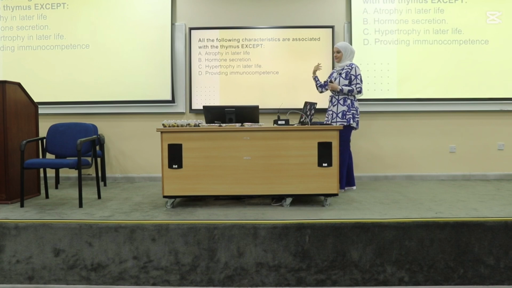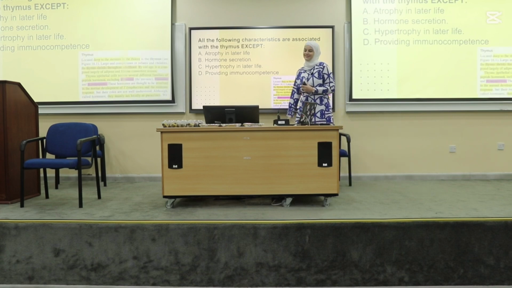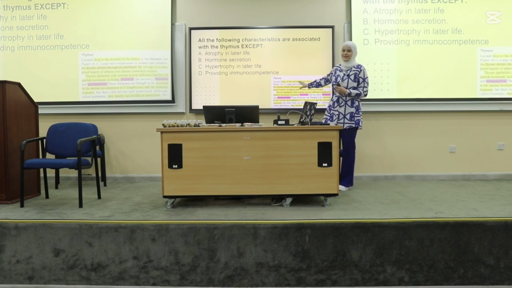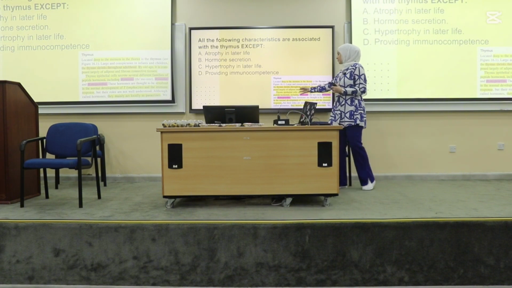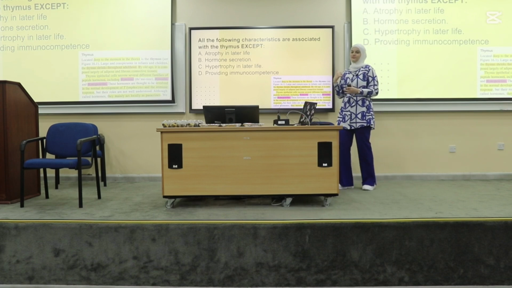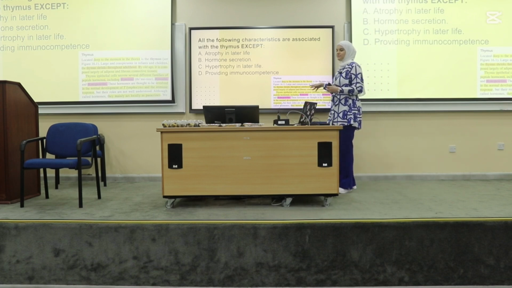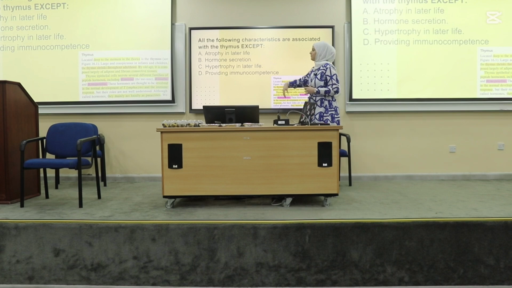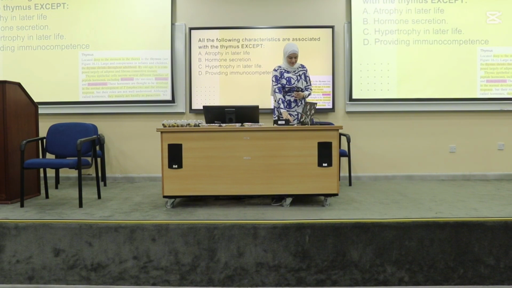Hormone secretion, remember? Endocrine, I put this in paragraphs from where? Endocrine chapter. It releases hormones, thymopoietin, thymosin, thymulin. I think they put it for you this year. They removed the thymus part for you. Okay, they put it for us last year. But just remember, it releases hormones, providing immunocompetence, it's T cell maturation. Even if you don't know that, of course it doesn't hypertrophy in later life. So you know it's C.